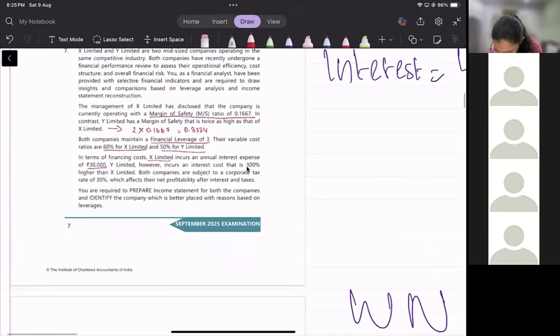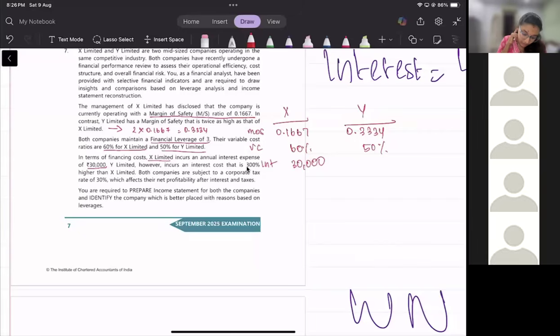So what are the information given? X Limited, Y Limited. MOS is given: 0.1667 and 0.334. And then coming to the variable cost ratio, 60%, 50%. And now they have given us the interest cost. What is it? 30,000.